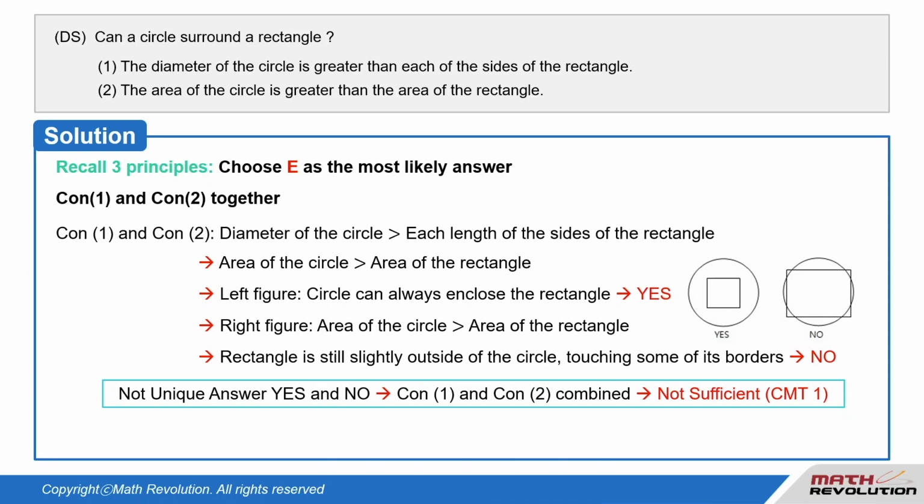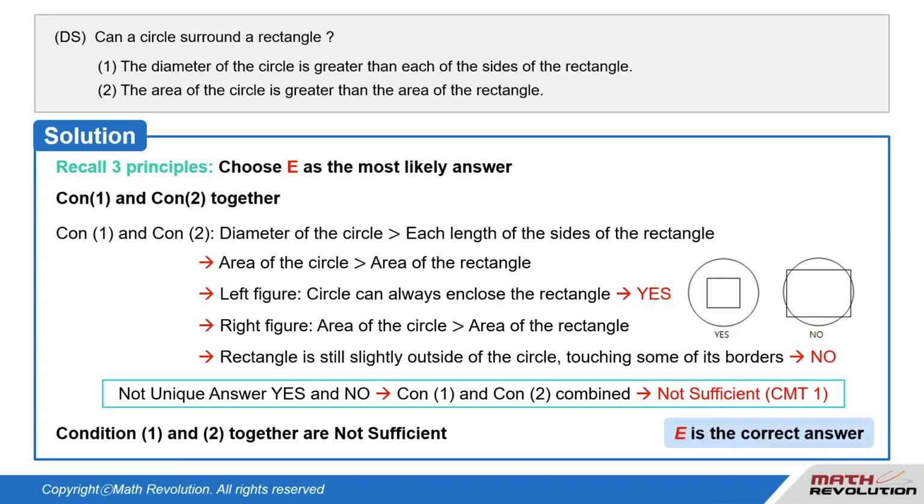It is not sufficient. I'm explaining in detail because we are in a lesson. Just choose E on the actual exam. That will save you a lot of time and get you the correct answer. Both conditions 1 and 2 together are not sufficient. Thus, E is the correct answer. Answer E.